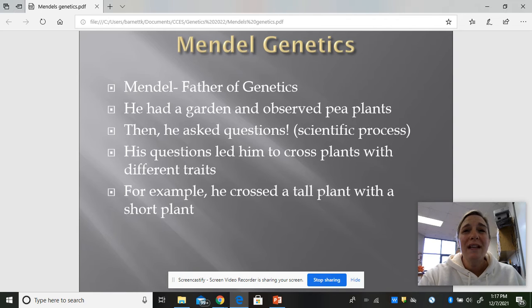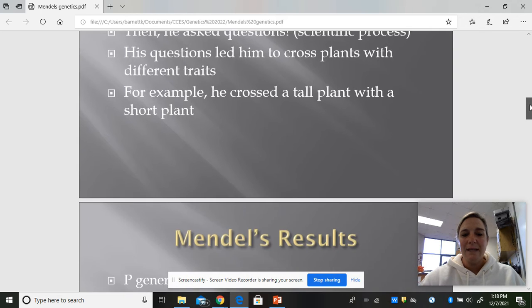And so the first trait that he studied was height. And so he crossed a tall plant with a short plant. And so I want you just to think about, without any prior knowledge of genetics and traits and things like that, if you take a tall plant and you cross it with a short plant, what do you think the offspring is going to be? Think about it for a second. I bet most of you probably say medium. It's going to be somewhere in between. And this is what he thought would happen as well. So he thought crossing a tall plant with a short plant would give you a medium-sized plant.